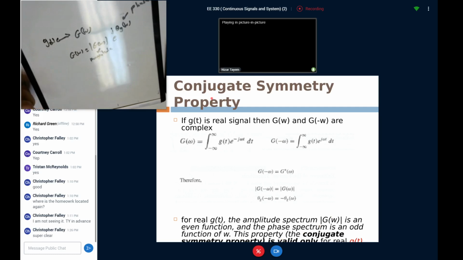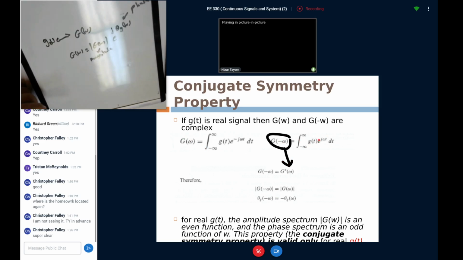Some of the properties that we have to mention here is the conjugate symmetric property. What does that mean? If g of t is a real signal, then G of omega and G of minus omega are complex conjugates. So G of omega is the integral from minus infinity to infinity of g of t e to the minus j omega t dt. But if we need to find G of minus omega, instead of minus omega it will be e to the j omega t dt. That means G of minus omega is exactly the same as G conjugate of omega, right? If we take the conjugate of this function, we simply need to change what?